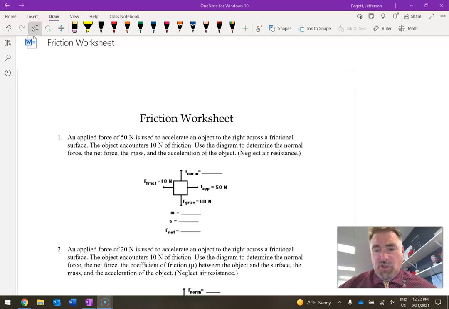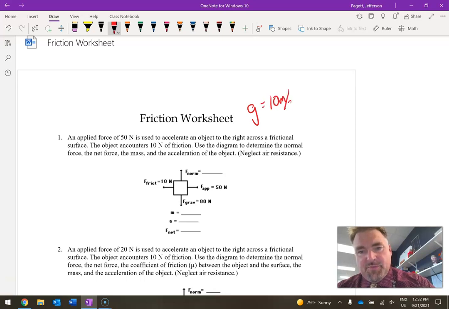Okay, for our final video in the dynamics section, we're going to be looking at friction. And for this, we're going to be looking at the friction worksheet. And once again, we're going to assume that g is equal to 10 meters per second squared. Again, that's just to make our math a little bit easier. Normally we'll use 9.81. So, all right.